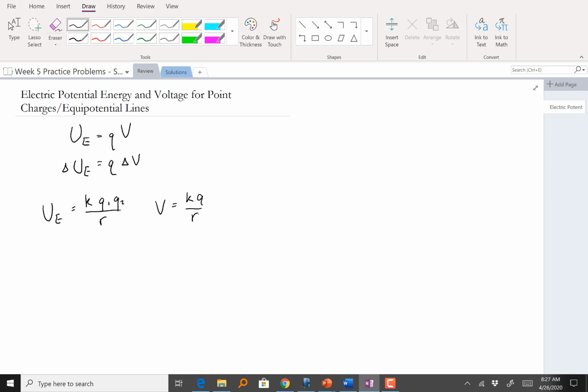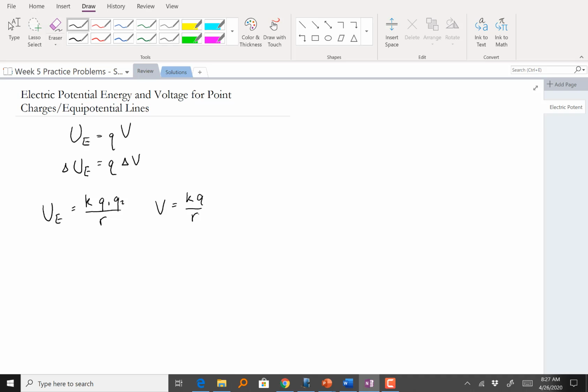And we're seeing a similar form to Coulomb's law, right? So the difference with the electric potential energy is that we've got an r in the denominator, not an r squared anymore. And we're also not taking the magnitude of the charges. The electric potential energy can be positive or negative. For the voltage, we're not squaring the Q in the numerator anymore, so it's just the single Q.